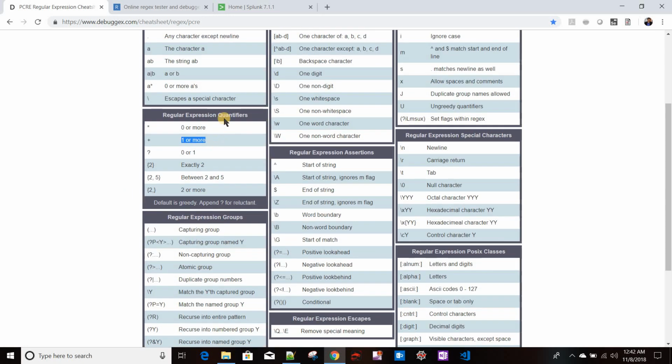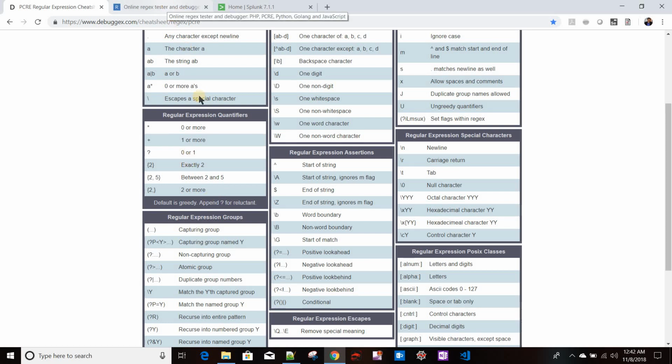Now let's move on. Quantifiers, as I already told you just now, plus is one of the quantifiers, where you basically quantify the regular expression pattern, like how many times it can occur. Either it can occur 0 or more times, 1 or more times, 0 or 1 time, exactly 2 or 5, like this, in any number.